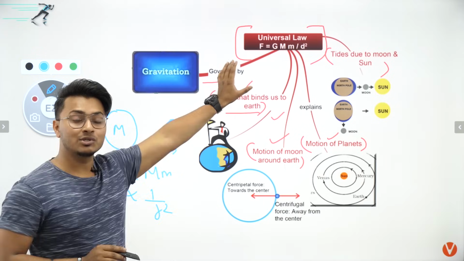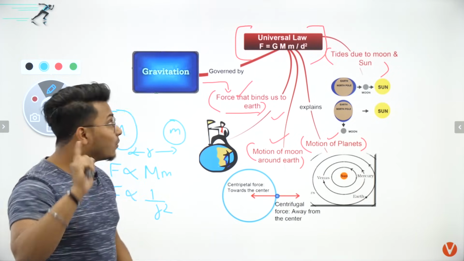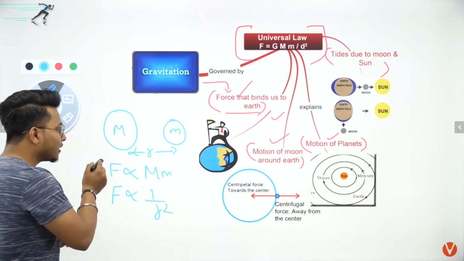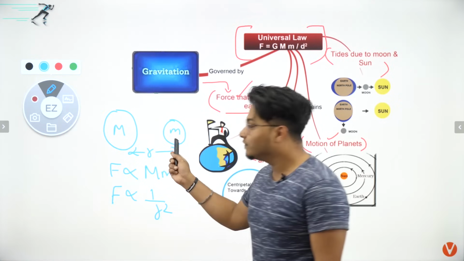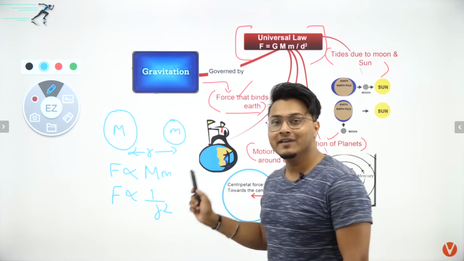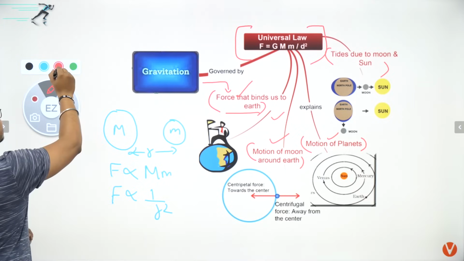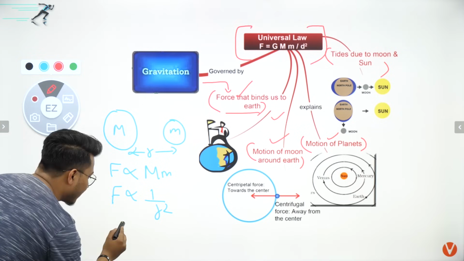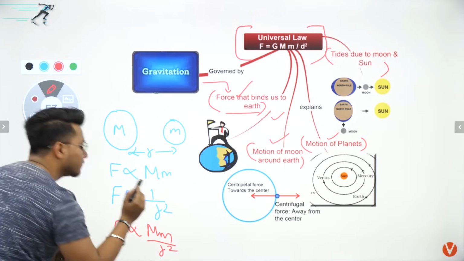That is the universal law of gravitation, which can come for 2 marks in CBSE 9th right now. Okay? So what is the universal law of gravitation? It states that the gravitational force between any two objects is directly proportional to the product of the masses of the objects and inversely proportional to the square of the distance between these two objects. Simple. And when you combine this, you will get F is proportional to capital M small m by r square.